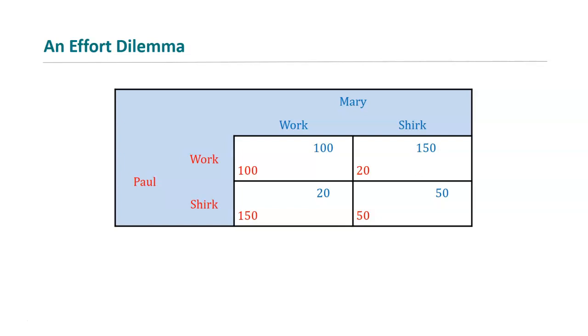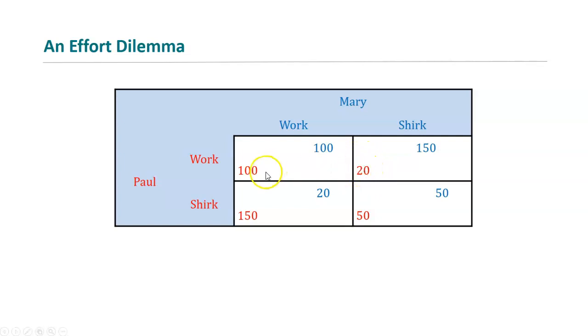But if Mary knows that Paul is a hard worker and that she doesn't have to do any work, but she'll still get the good grade, then she has an incentive to shirk and let Paul do all the work for her, right? And when that happens, if Paul does the work and Mary doesn't, then Mary is super happy because she got a good grade, but didn't have to work for it. And Paul is really mad, right?